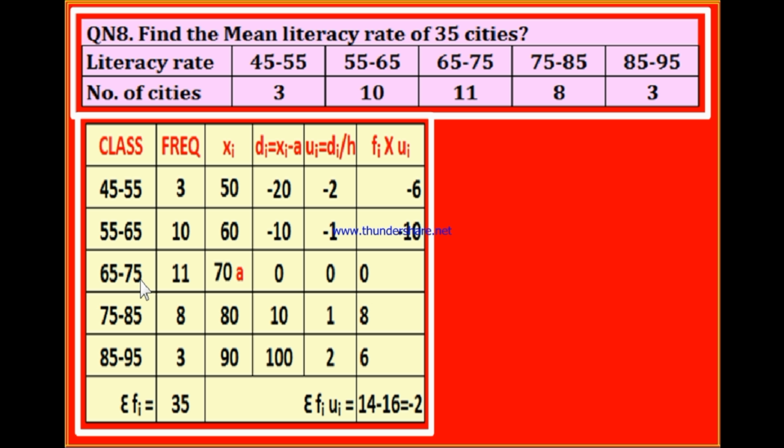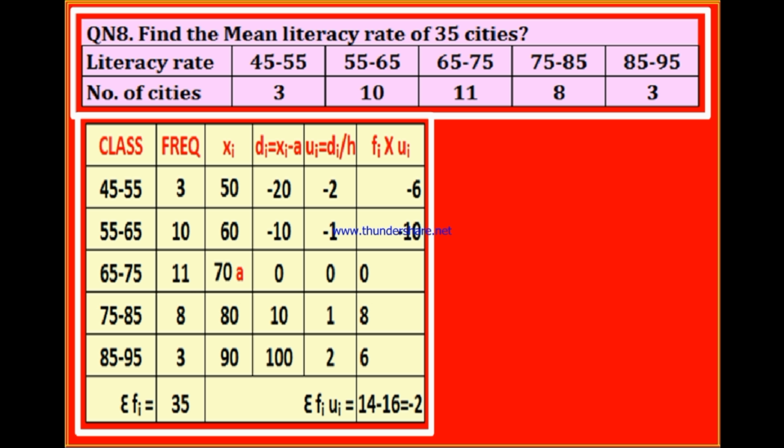65 plus 75 is 140, divided by 2 is 70. 75 plus 85 is 160, divided by 2 is 80. 85 plus 95 is 180, 180 divided by 2 is 90. These are the mid values. After writing the mid values, we can consider the class which is having the highest frequency. Corresponding to this highest frequency, you can take the mid value as an assumed mean.